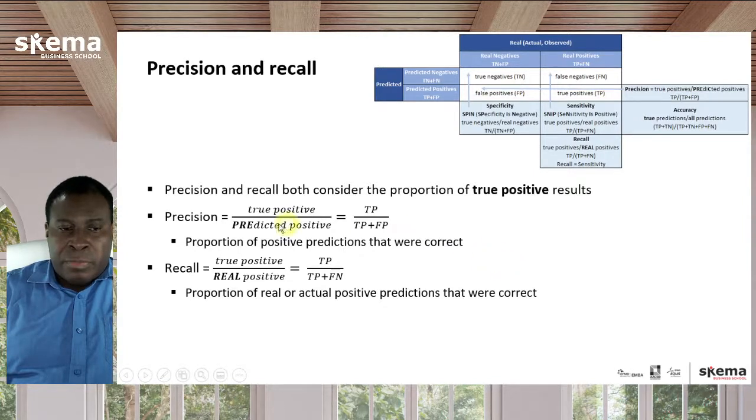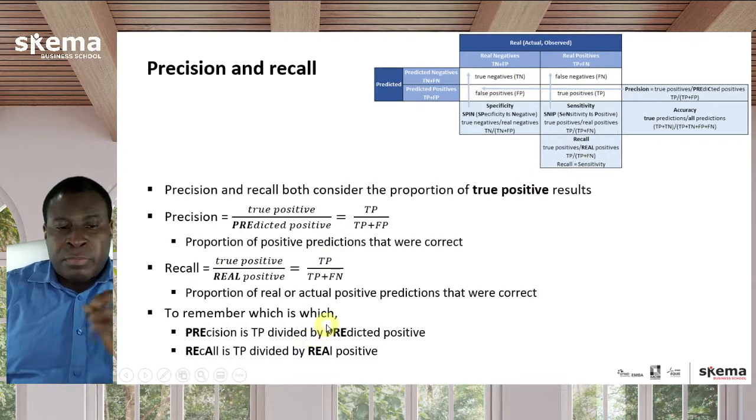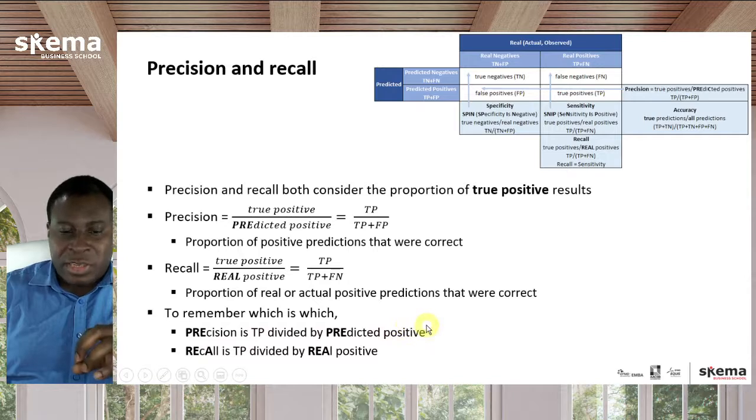So again, precision and recall both focus on true positives in the numerator. But to remember which is which: precision, contains PRE, is TP, true positives, divided by predicted positives. They both have PRE: precision, predicted. Recall is true positives divided by the real positives. Recall has REA, and real positives has REA. So with that, you can distinguish those two.